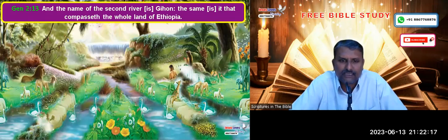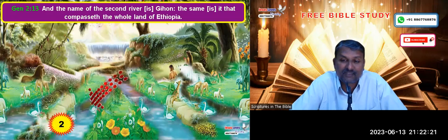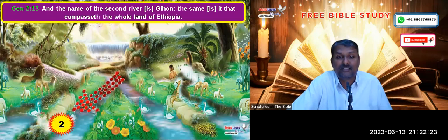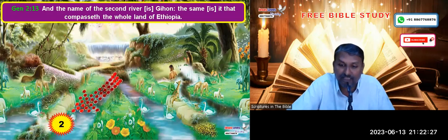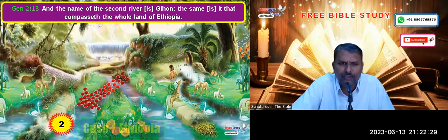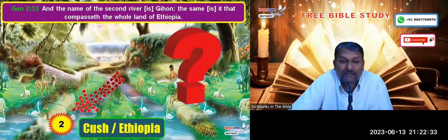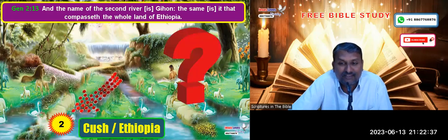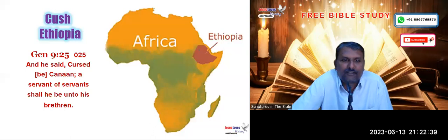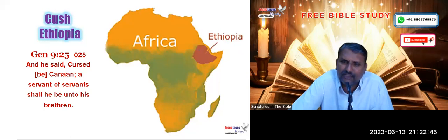Now, the second river, which place did it go to? Gihon. The name is Gihon, but which place did it go? Ethiopia. Very good. Now tell me, today, is Ethiopia still there? Yes, it's still there. Where? Africa. Very good. This is how you study the Bible. Now, is there anything told about Africa in the Bible?